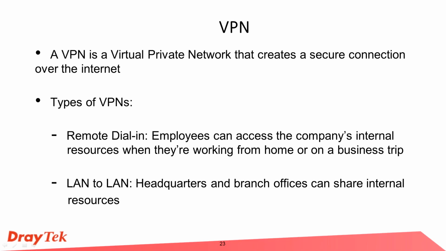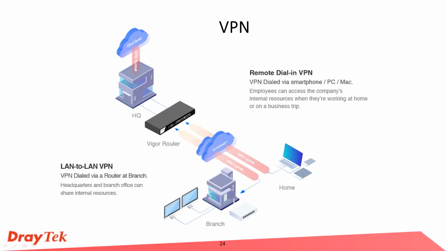So you've got two types: remote dial-in and LAN to LAN. This is just an illustration of what LAN to LAN and remote dial-in look like. Remote dial-in is a single user in a network. They use a VPN client, which is available from DrayTek as a download.